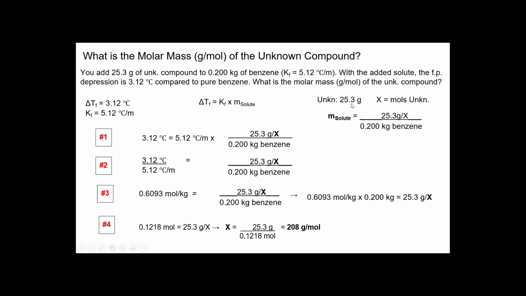We know that our unknown is 25 grams, but we need the moles. We need moles. We are given the grams. So my X is going to solve for moles of unknown, and I'm going to put that together here. So I have 25.3 grams over X. Both of them go over my solvent. So now I am going to just set this up together. So I have my delta T, my Kf, and my molality. And now it's just a matter of solving for X, the same thing.